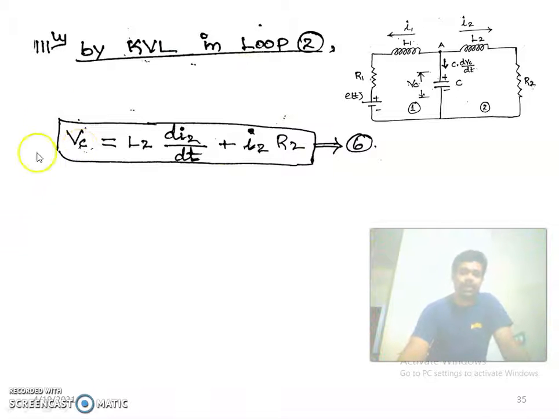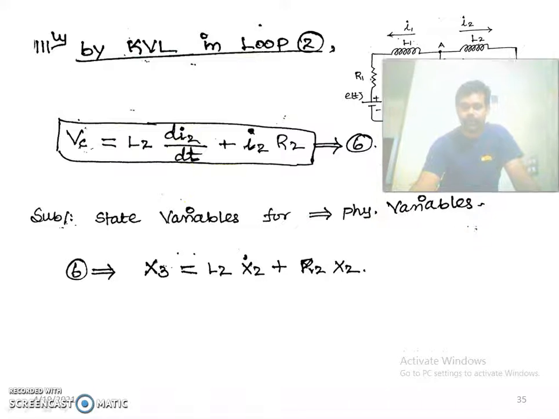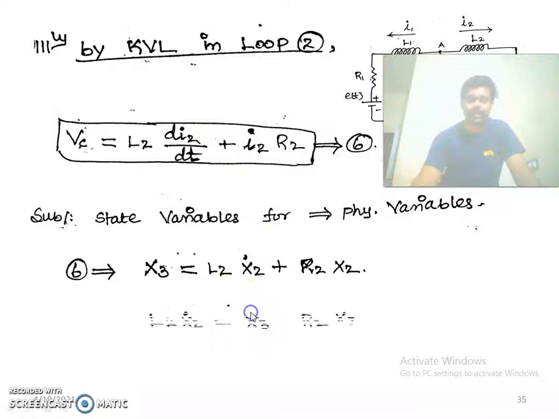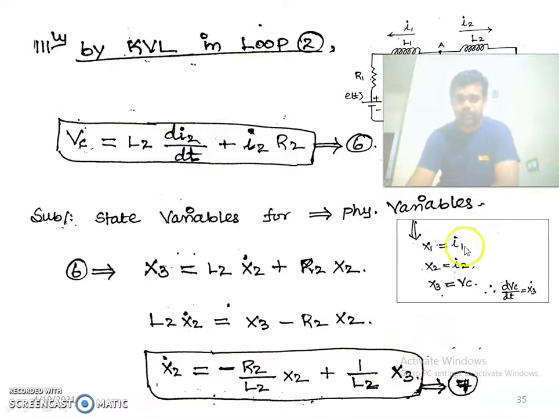So now we are substituting, instead of Vc we will be substituting x3, in the place of I2 you will be substituting x2, and in the place of di2 by dt you will be substituting x2 dot. From this you are going to calculate x2 dot. So we have found out the value of x3 dot, x1 dot and x2 dot.